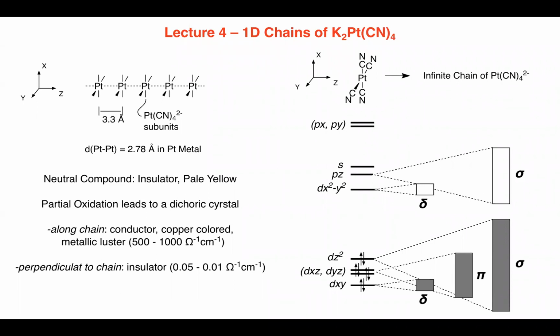When they're neutral, meaning the valence is platinum 2+ in all cases, they're sort of yellow and they're insulators. But if you oxidize them, you get very colorful compounds. Okay, so why does that happen? The conductivity goes way up when you oxidize the material. In the neutral state, it's sort of an insulator or semiconductor.